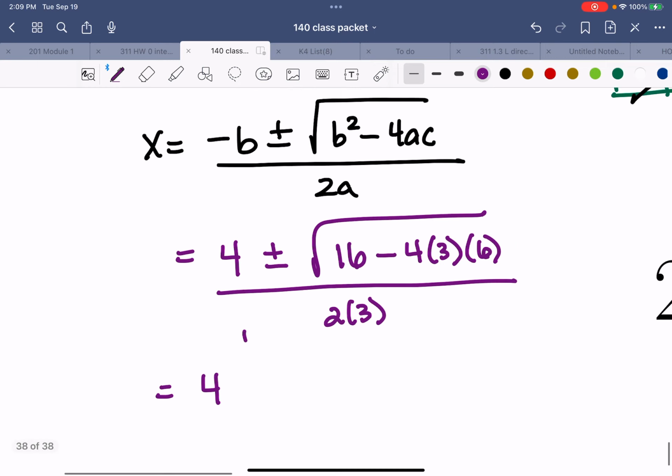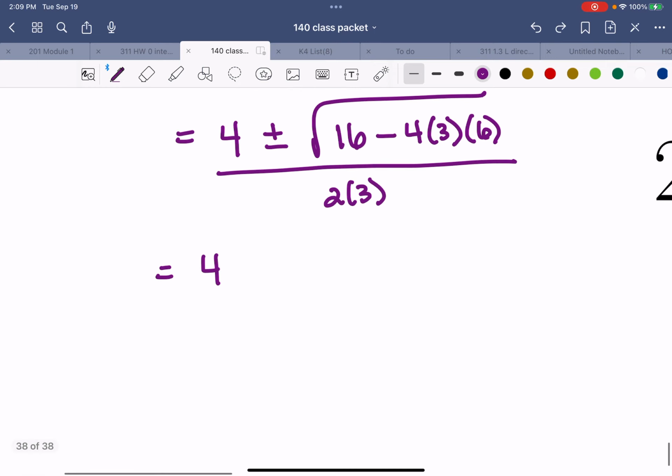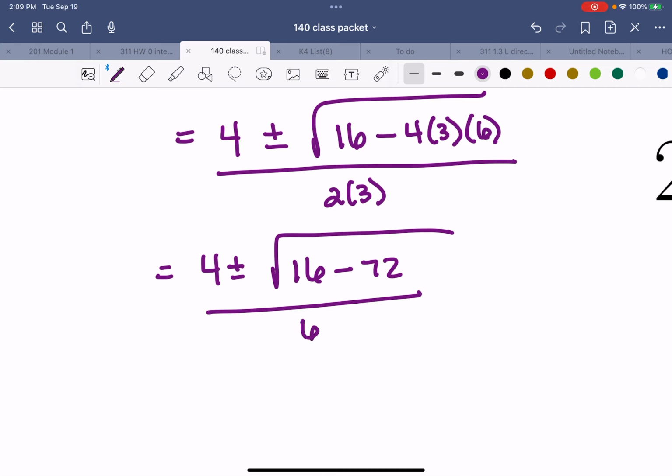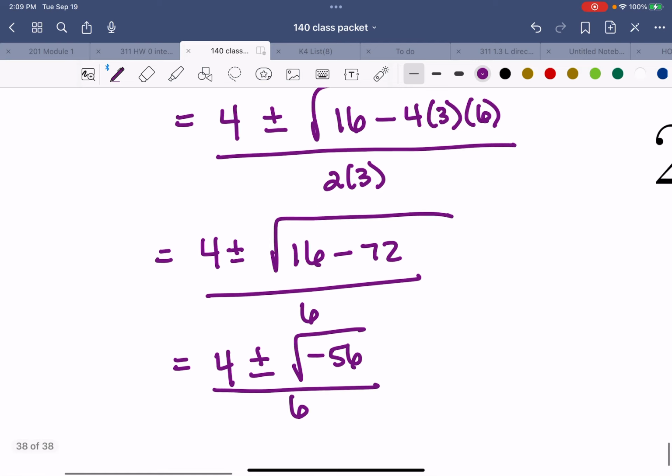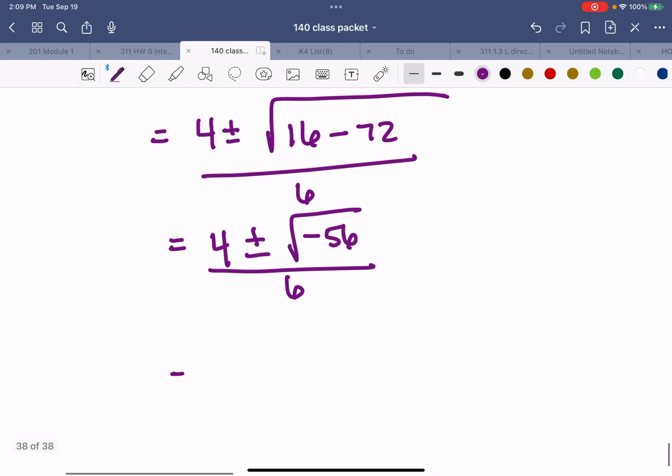That's going to become 4 plus or minus the square root of 16 minus 12 times 6, which is 72, all over 2 times 3, which is 6. So this is 4 plus or minus the square root of, it's going to be negative, and I get 56 underneath there. Now the negative comes out as an i, so I can leave the 4 plus or minus. Now the question: does 56 have any perfect square factors?